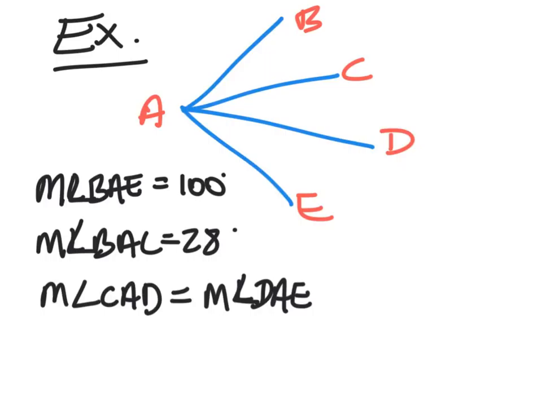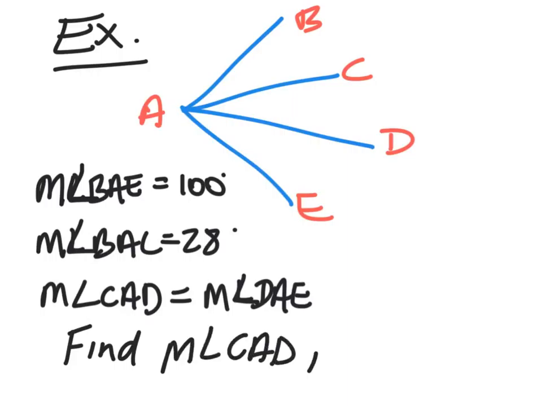Right, let's have a look at one more. So we have this big thing here. We're told that the measure of the angle BAE is 100, which is the whole thing. The measure of the angle BAC, which I'll highlight here really quickly, BAC, that angle there, is 28 degrees. The angle CAD, which is this, and the angle DAE, D to A to E, which is that, are both the same. So the question is to find the measure of CAD and the measure of DAE.